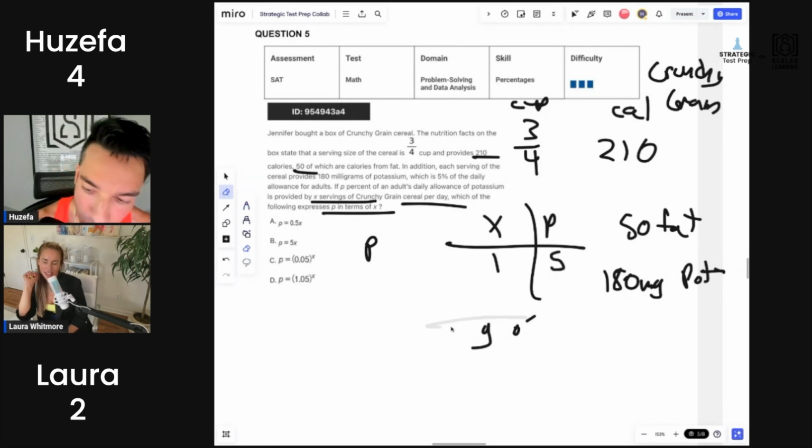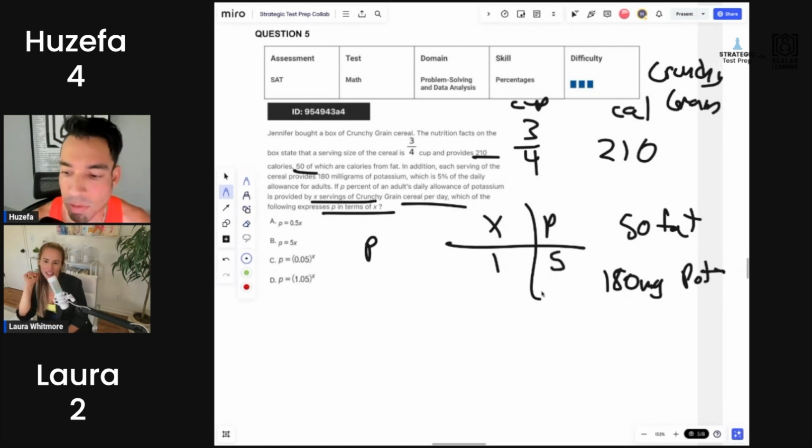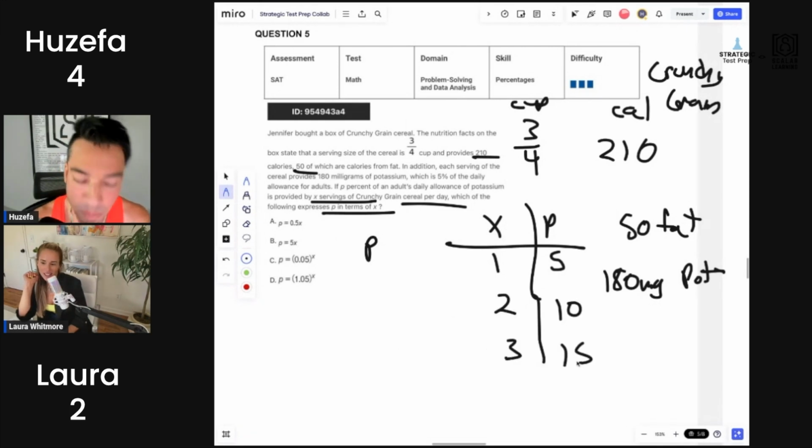Okay. Let me erase that. I wrote down way too much information. If we have 2 servings, then we should get 10. If we have 3 servings, we should get 15. This right here is enough to figure out what the right answer is, because if I just take these values, really you only need 2 coordinates, but if I take all 3, whichever one gives me the correct output that I'm expecting, I know I'm done.